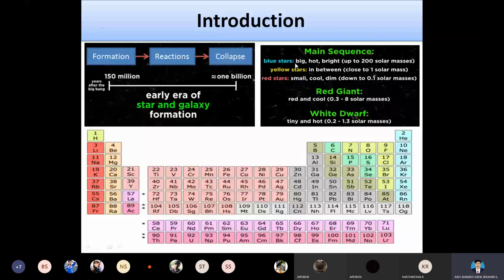The yellow star is the intermediate stage, so it acts in between, close to one solar mass. The red star is the final stage.